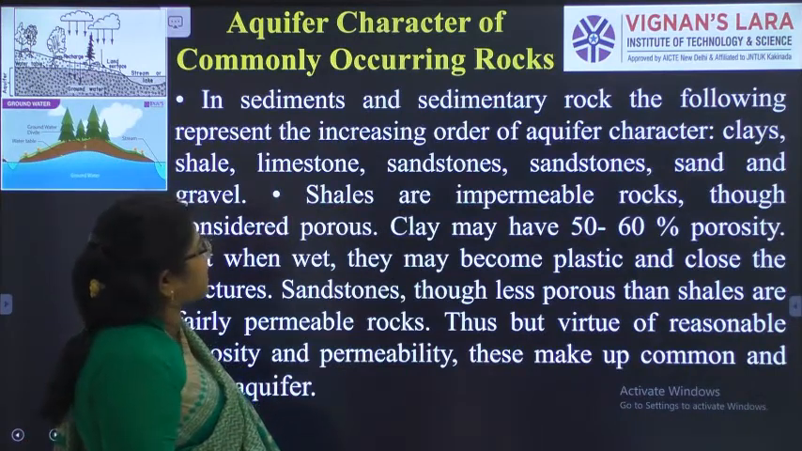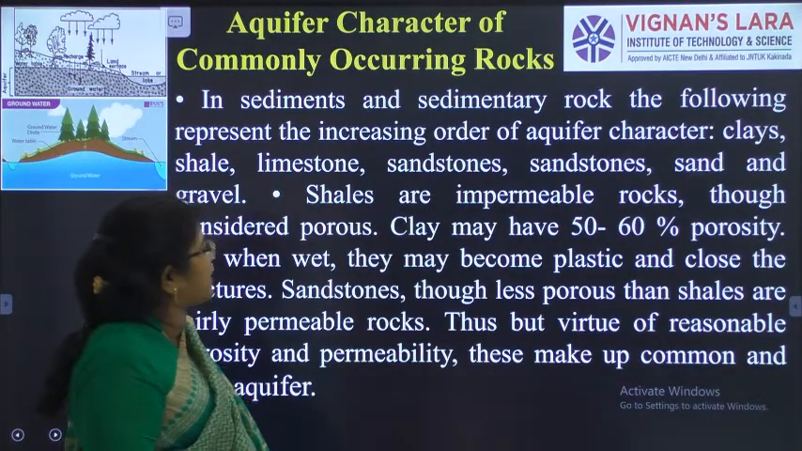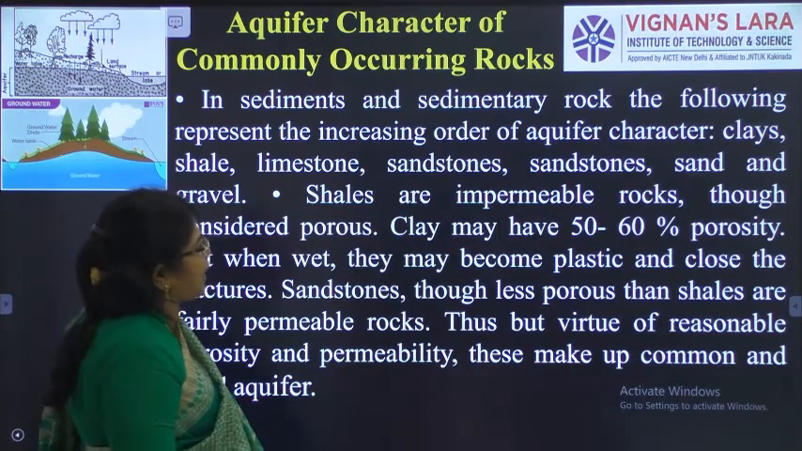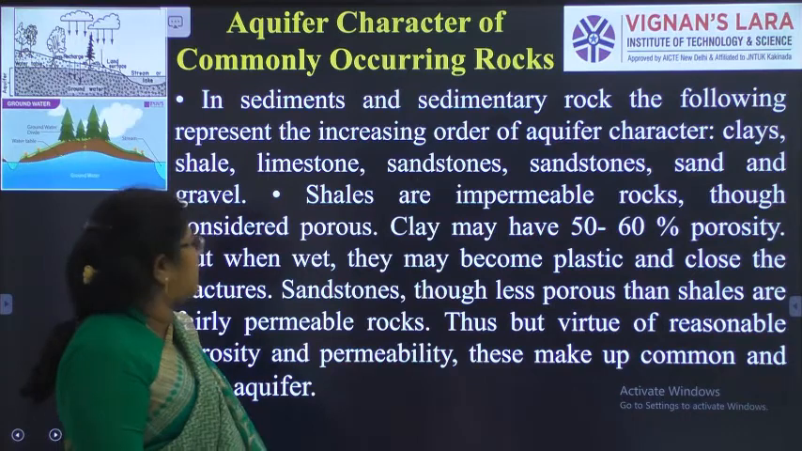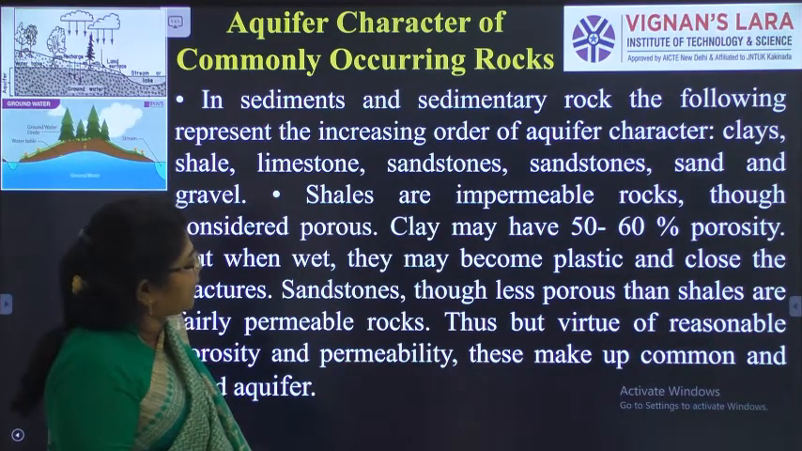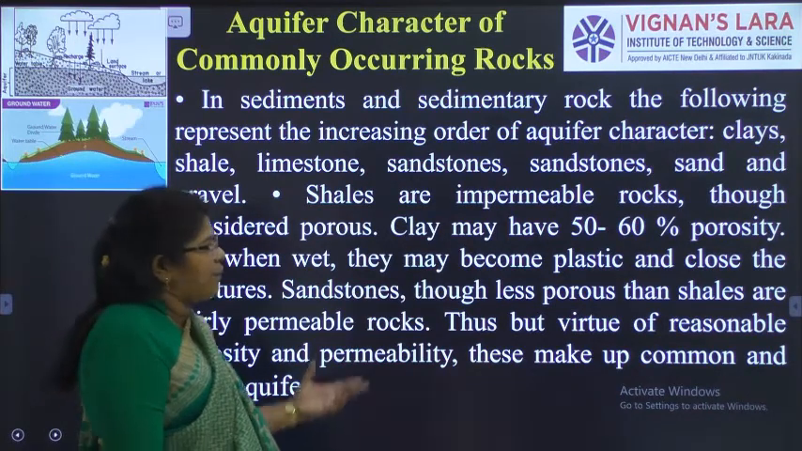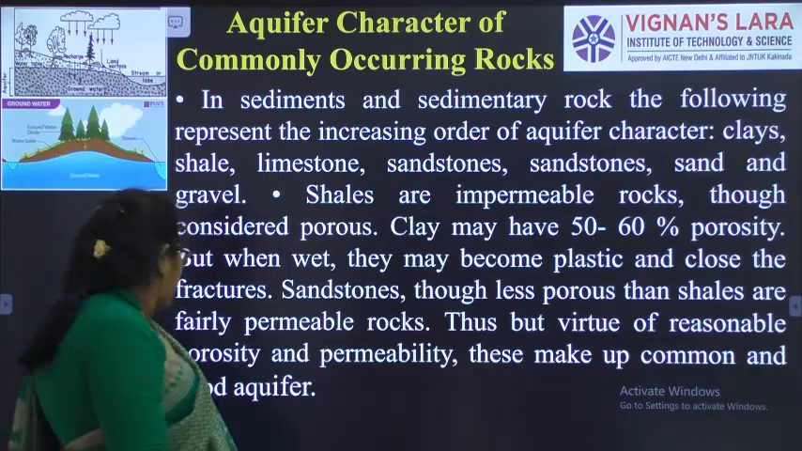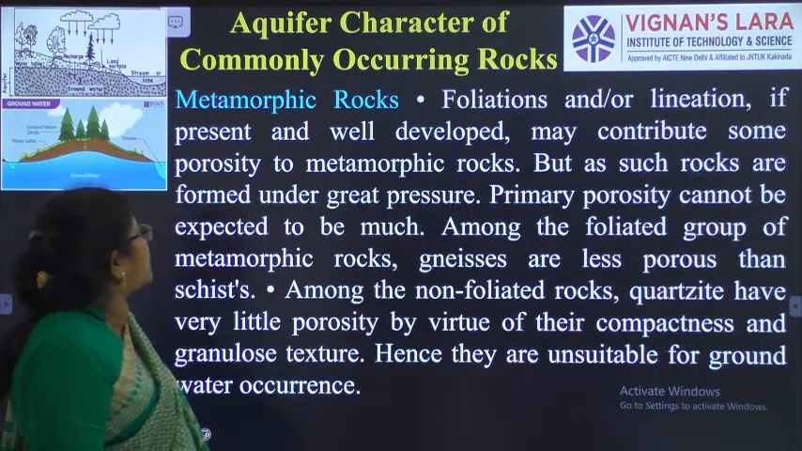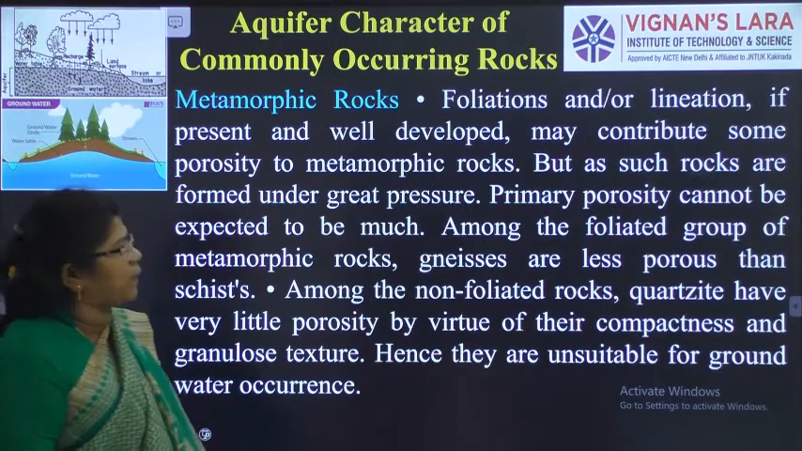In the sediments and sedimentary rocks, the following represents the increasing order of aquifer character: clays, shale, limestone, sandstones, sand and gravel. Shales are mostly impermeable rocks. Clay may have 50 to 60% of porosity, but limestone will have 80 to 90% of porosity. Next we will see about the metamorphic rocks.